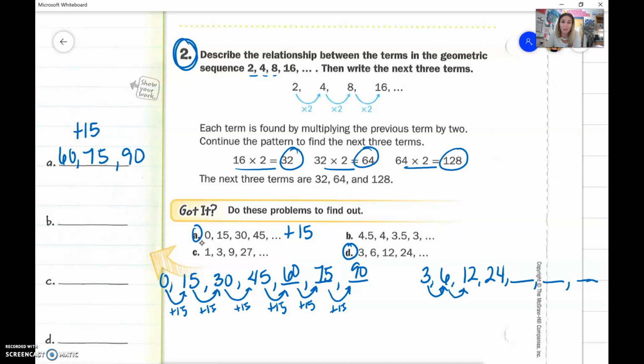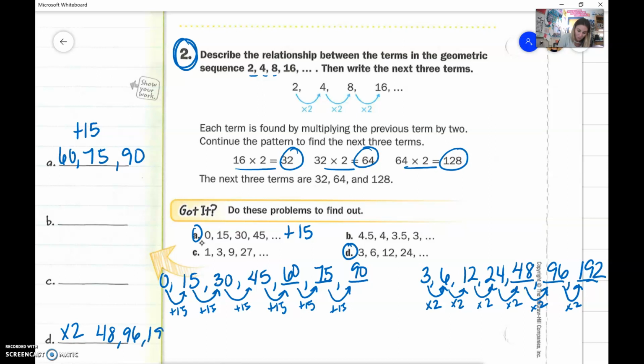We know it's getting bigger, so we know we're either adding or multiplying. So what if I multiply by 2? 3 times 2 is 6. 6 times 2 is 12. 12 times 2 is 24. 24 times 2 is 48. 48 times 2 is 96. And then 96 times 2 is 192. So my rule here was times 2, and my next three numbers were 48, 96, and 192.